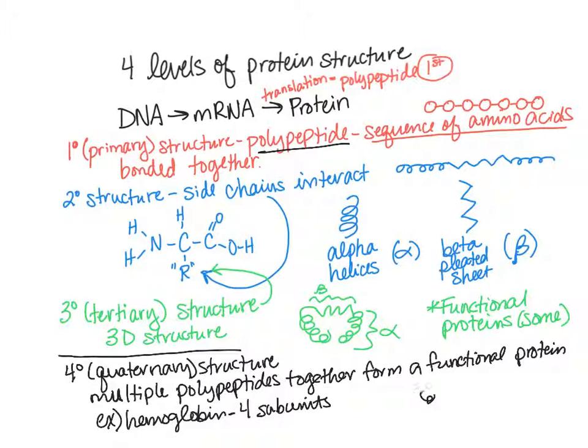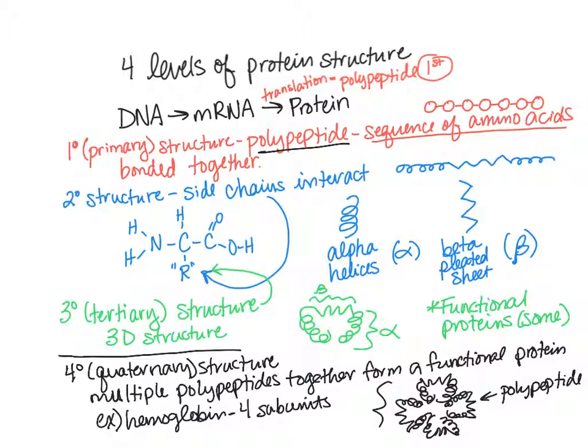So we could see something like here's one polypeptide, and then maybe there's another one here, and then maybe another one here, and another one here. All right, so I apologize for my horrible drawing skills, but this is showing you multiple polypeptides that are in their three-dimensional tertiary structure, all coming together to form one functional protein.